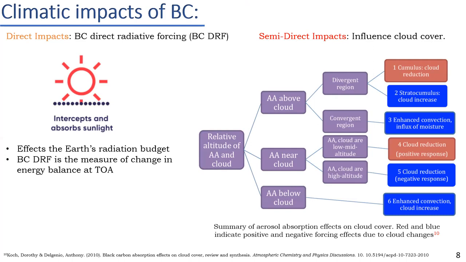When it is below the cloud, it can enhance the convection, that is, it can increase the evaporation from the surface and can lead to cloud increase. When it is near the cloud, it depends on the altitude, because at a higher altitude, the black carbon aerosols are highly absorbing because of low dense air or because of the high insolation flux. When it is near the clouds, it obviously warms the environment and leads to cloud reduction. But for the radiative forcing impact, at the high altitude the radiative forcing is negative, and at the mid altitudes or low altitude, the radiative forcing is positive.